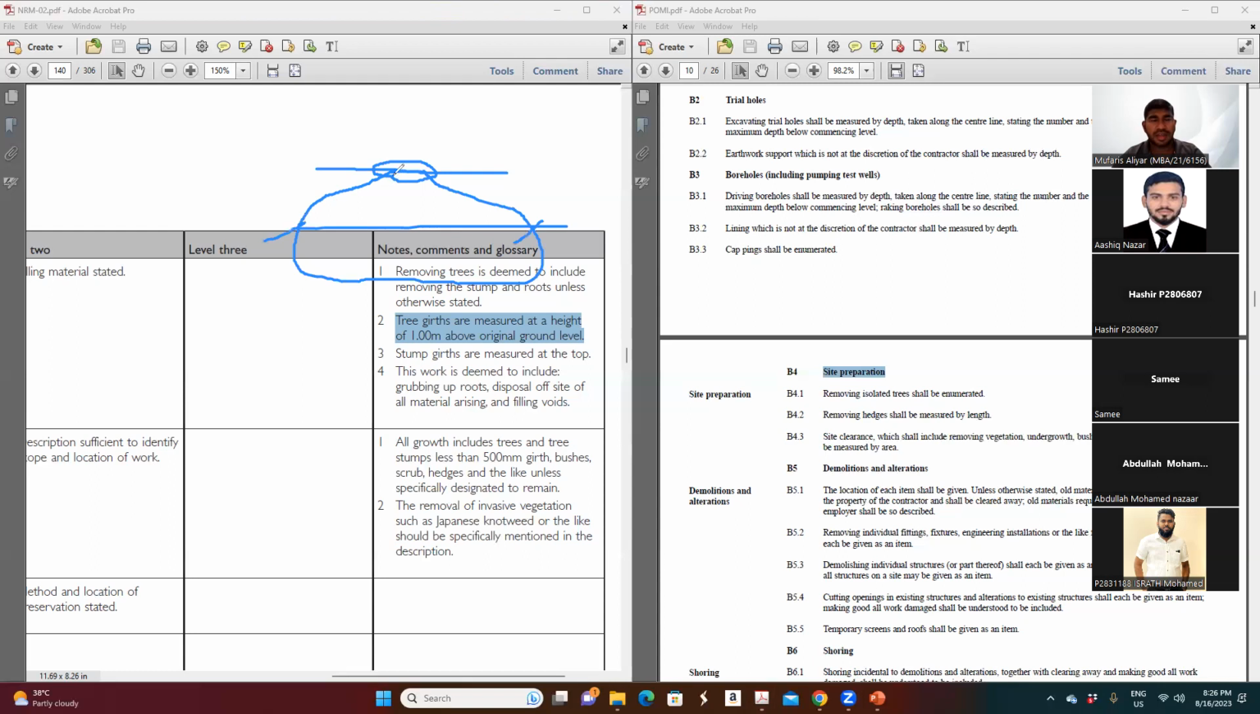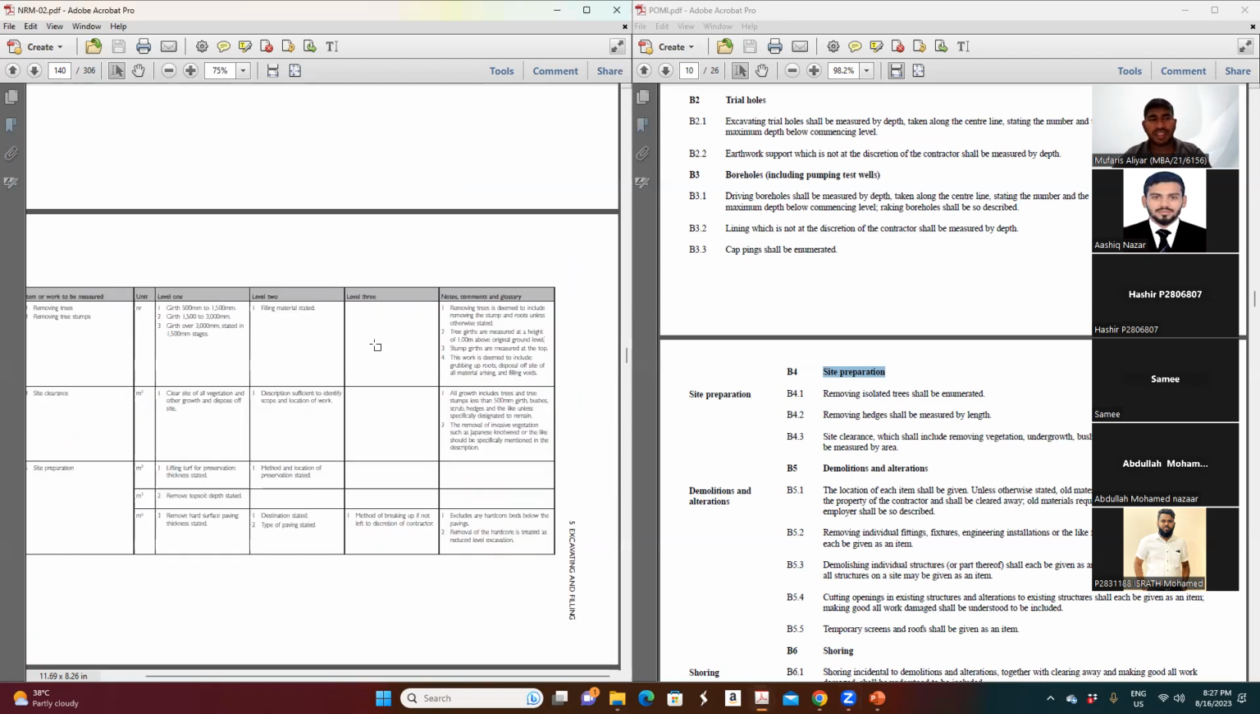What is the girth? So you go back to the tree and take the measurement at the bottom, and see what diameter has to be used, not here. This work is deemed to include grubbing up roots, disposing offsite all material arising, and filling the voids. So it's very clear. This is how you need to read the method of measurement. So this is NRM 2 talking about the removal of trees.